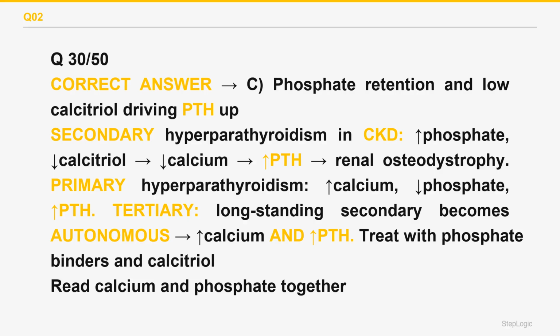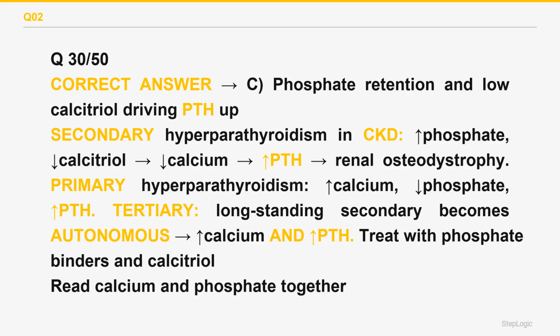The 3 forms are distinguished entirely by that triad of values, which is why choice A is identifiable as primary disease. An autonomous adenoma raises calcium while lowering phosphate, the reverse of this patient. Tertiary hyperparathyroidism completes the set. After years of secondary stimulation, the glands become autonomous and calcium rises even though the original stimulus was hypocalcemia.